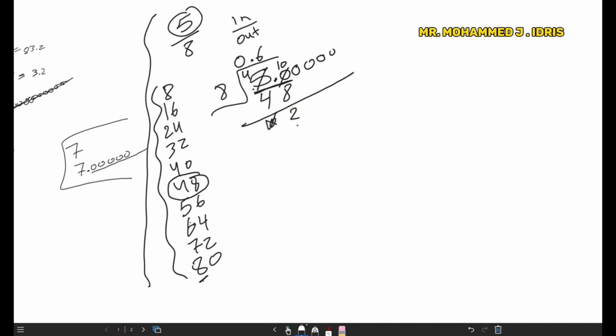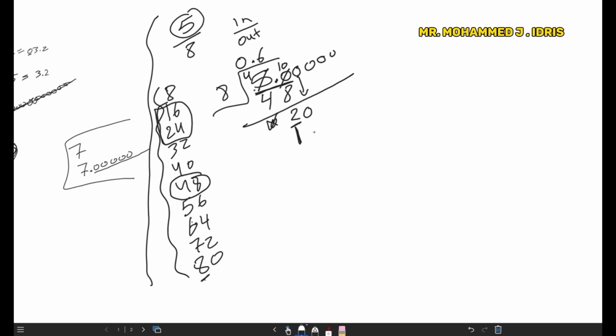Since I'm not done, I'm only done when I have zeros at the end. So I still have a remainder. I'm going to go with the next digit, which is another 0 coming down. At 20 here I can choose either 16 or 24, but I'm going to take the lesser one, which is 16. Always the number that is smaller; we cannot take the bigger number.